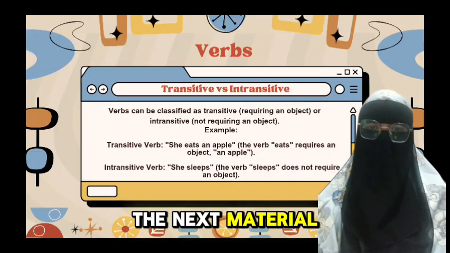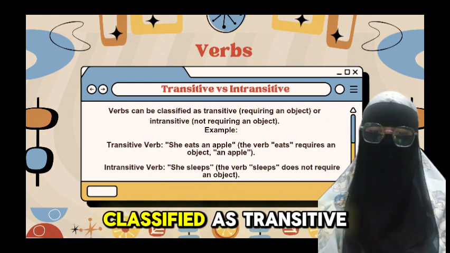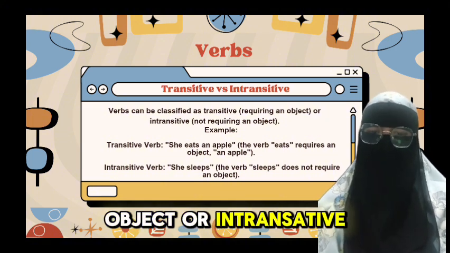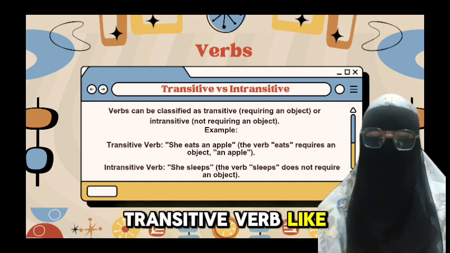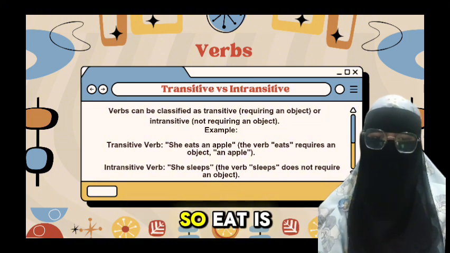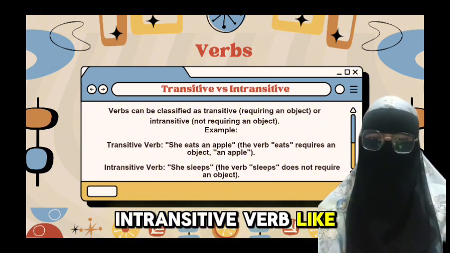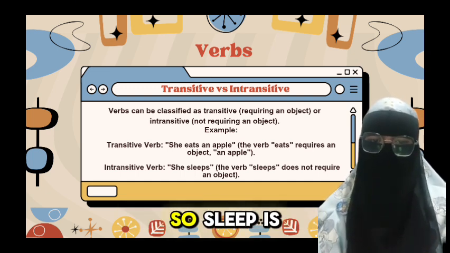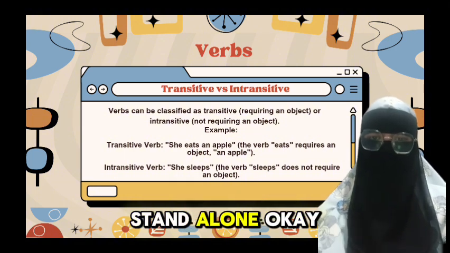Okay, the next material is about transitive and intransitive verbs. Verbs can be classified as transitive, requiring an object, or intransitive, not requiring an object. For example, for a transitive verb, "she eats an apple," the verb eats requires an object, so eat is a transitive verb. For an intransitive verb, "she sleeps," the verb sleeps doesn't require an object, so sleep is an intransitive verb because sleep can stand alone.